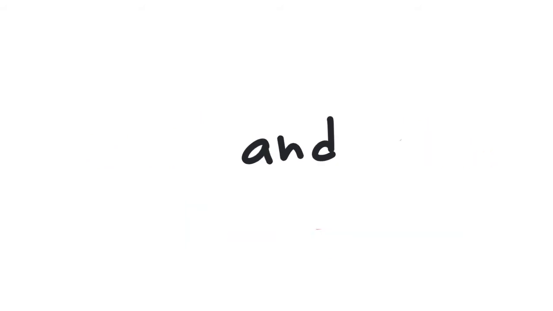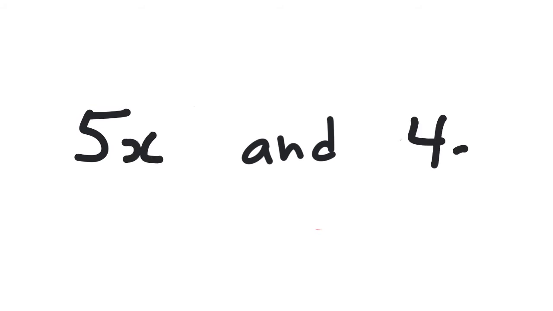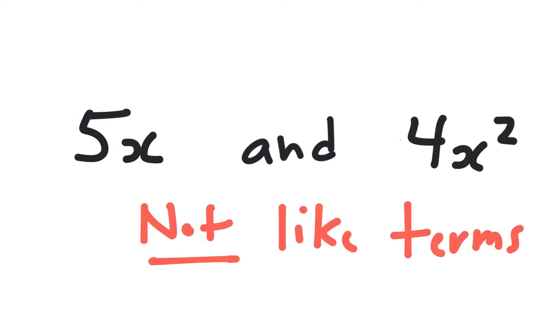Now if we had something else, if we had 5x and 4x squared, these are not like terms. And the reason they're not like terms is this first term is just an x, or an x to the power of 1. Remember, there's an invisible 1 there. And this one is an x to the power of 2. So even though they're both x's, the exponent is not the same. So these are different terms. They're not like terms.